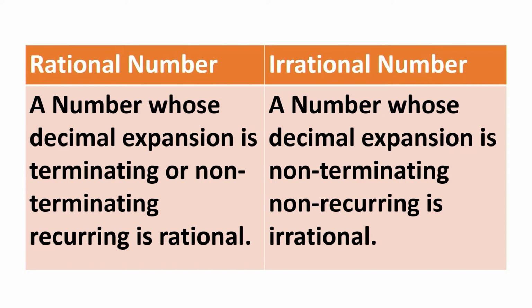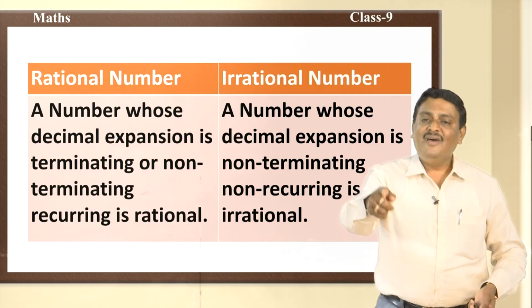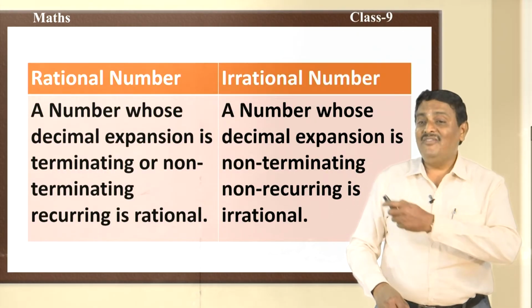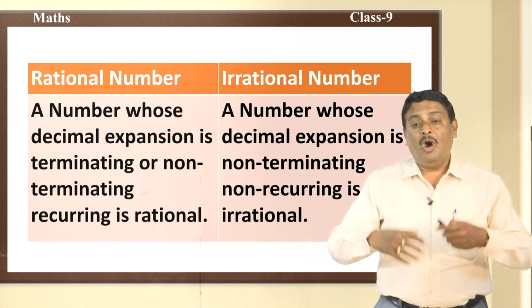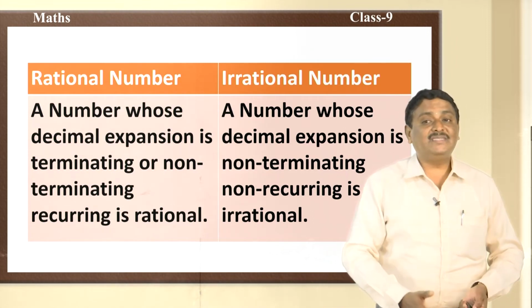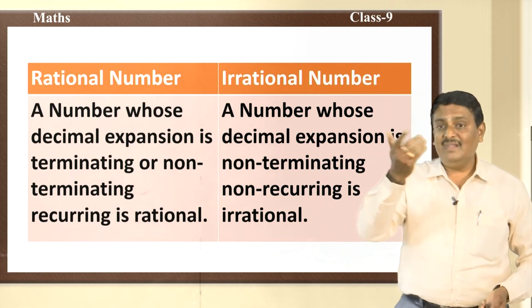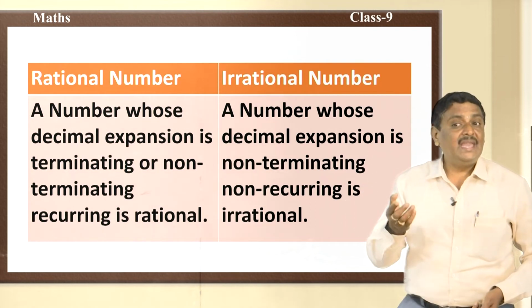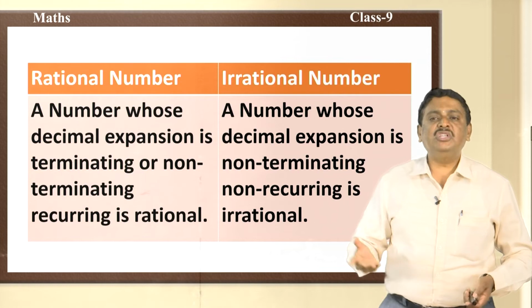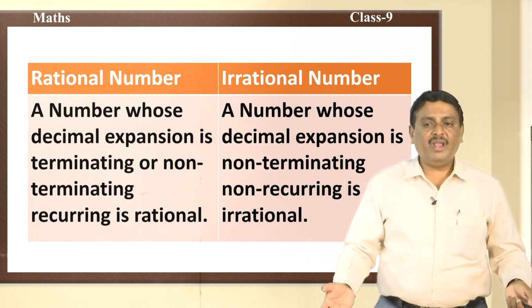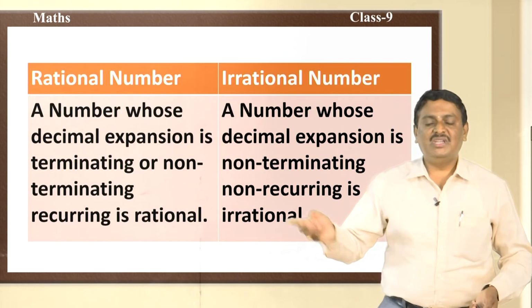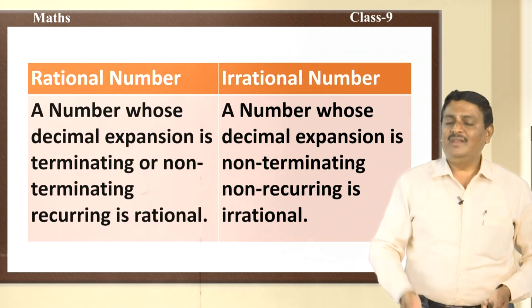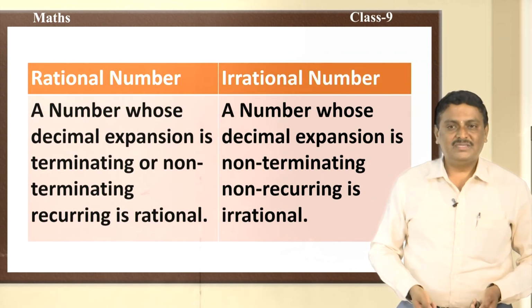So, the new definition: a number whose decimal expansion is terminating or non-terminating recurring is rational. Another one: the number which cannot be represented in the form of p by q, we call it an irrational number. Here we get another definition: a number whose decimal expansion is non-terminating and non-recurring is irrational. See, this is a beautiful one. Please note down, my dear students.